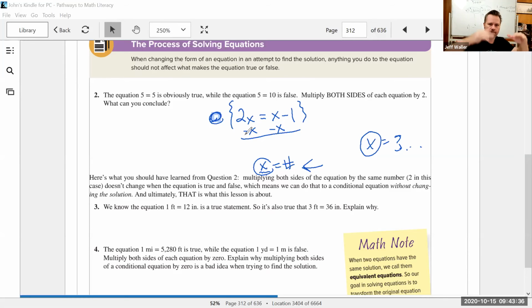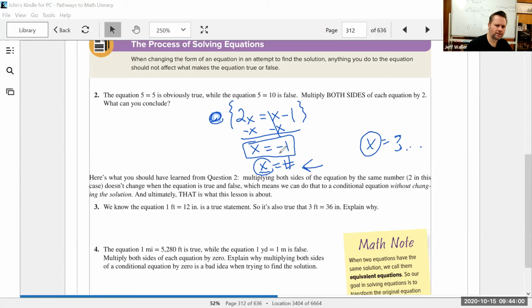So if I take x away from this side, I better take x away from that side. Keep it balanced. So what is 2x minus x? Don't say 2. x, right? If I have 2 x's and I take 1 away, I've got 1 x left. And what's left on this side? -1. I like it.